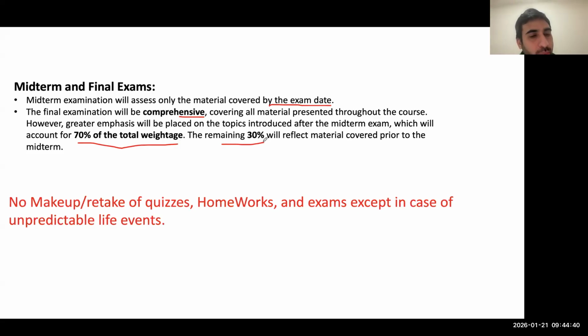There will be no makeup or retake of quizzes, homeworks, and exams, except in case of unpredictable life events. So, like if you wake up late and you are not able to attend the, let's say, lecture, and as a result you miss the quiz, so that is not a life event. Okay, I mean, if it is something which is not in your control.